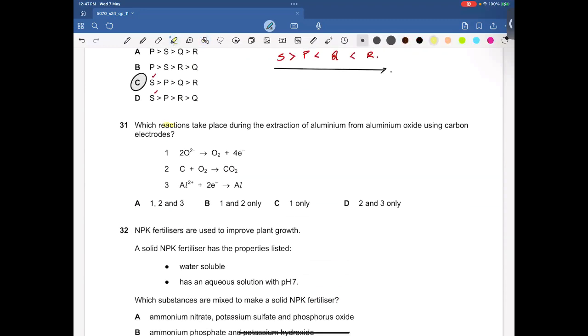Which reaction takes place during the extraction of aluminum from aluminum oxide using carbon electrodes? The first statement is right because this reaction takes place at the anode. The second statement is also right because this reaction also takes place at the anode.